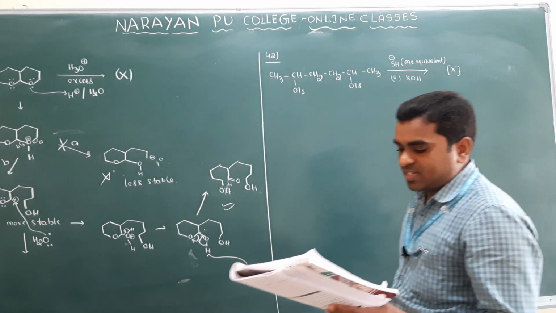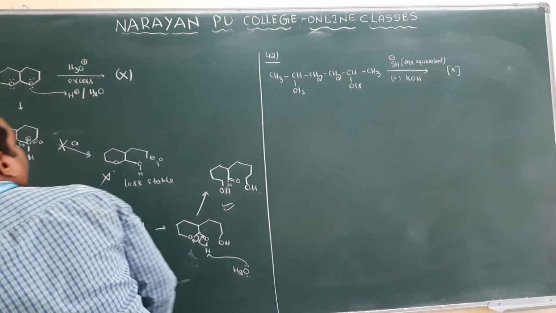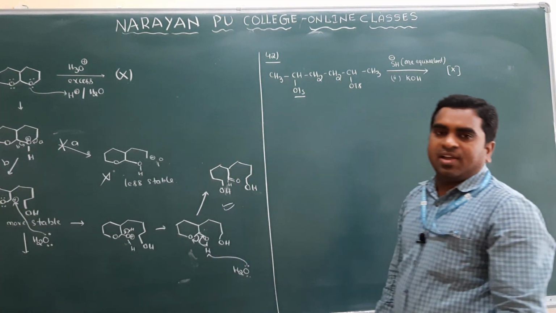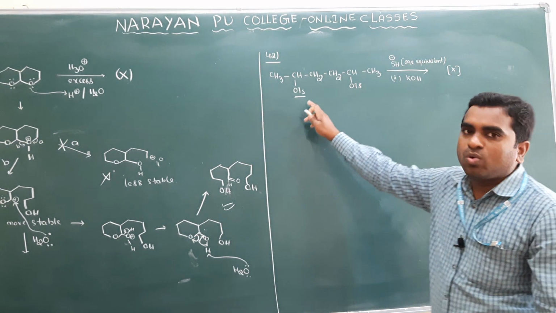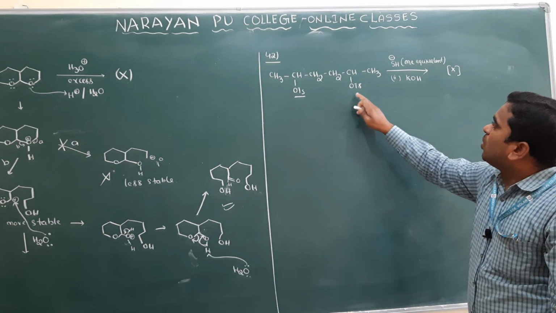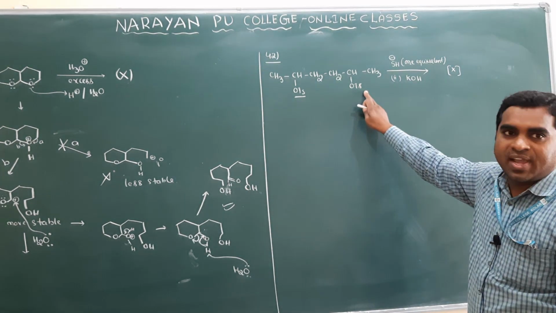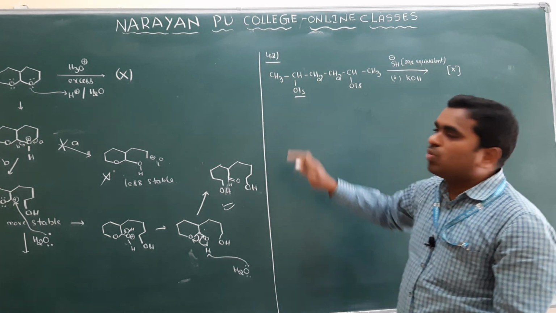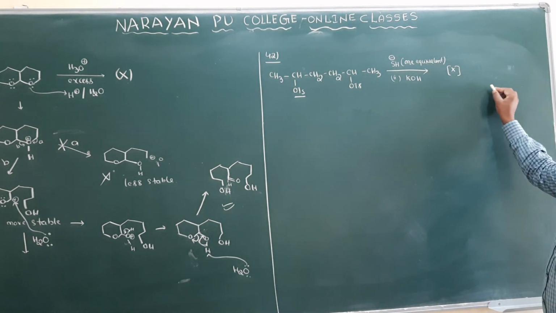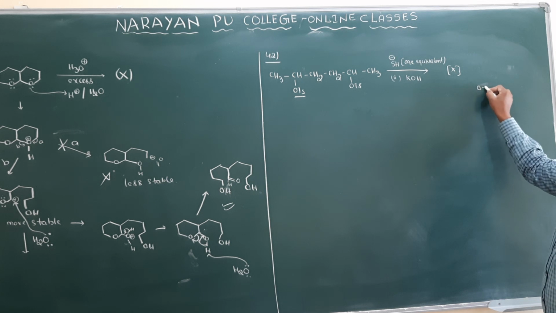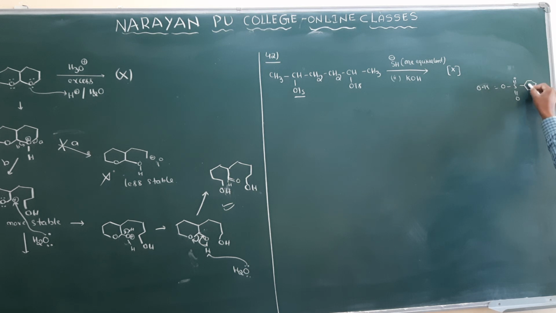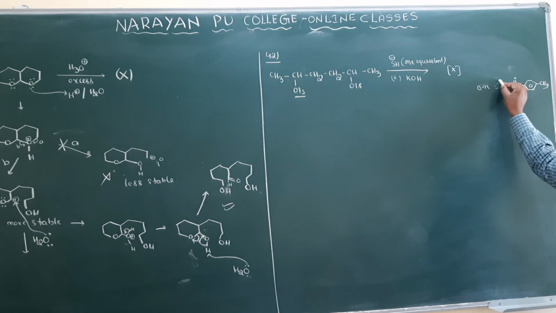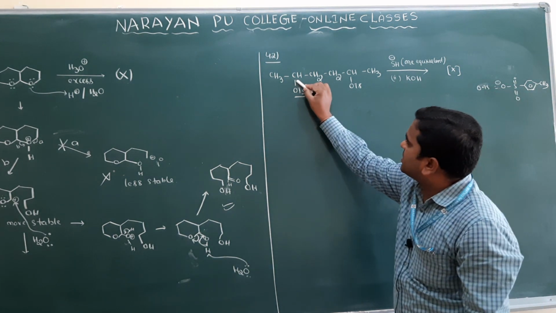What is the product X here? Clear? You know that OTs is a very good leaving group. So OTs is a very good leaving group. This is toluene sulfonic acid, and that is why it is a very good leaving group here. Simple. OTs, here O, and here double bond O, and this is CH3, toluene sulfonate. Clear? So here, a negative charge will come if the bond breaks. What will come?